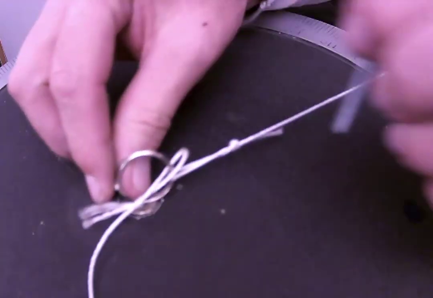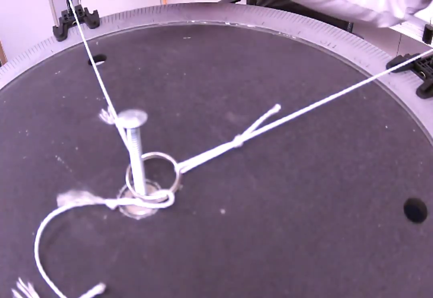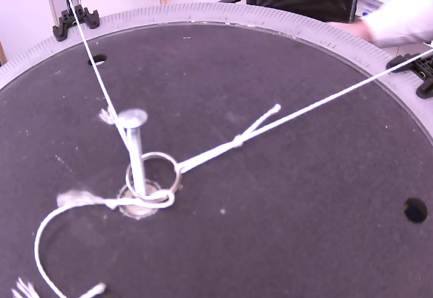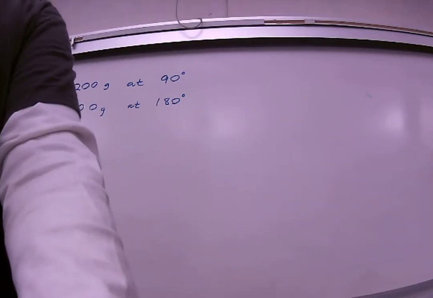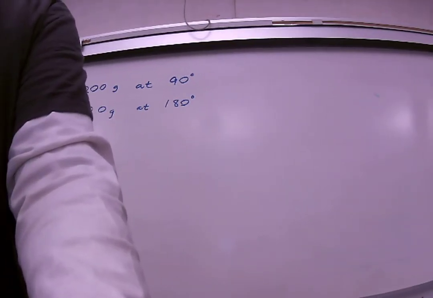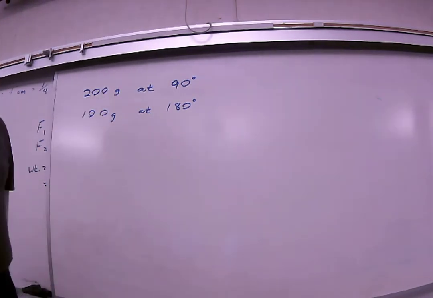If I pulled this ring, it's going to move like that. But I want to secure it in place. And what we want to do is find the resultant of these. Now, this 200 grams and this 100 grams are not forces. They are just masses. But the weight of them will produce a force. So what we need to find is the weight of 200 grams.